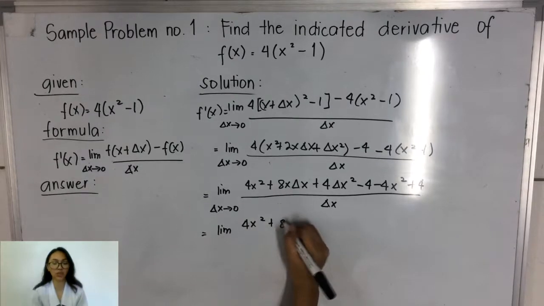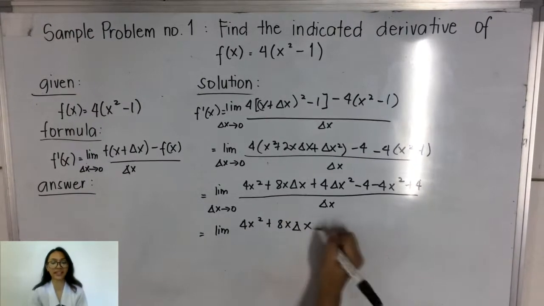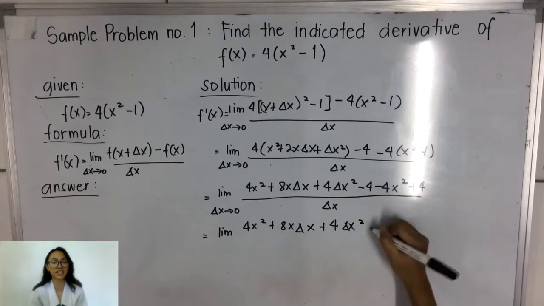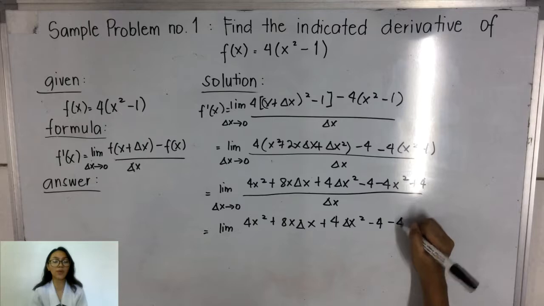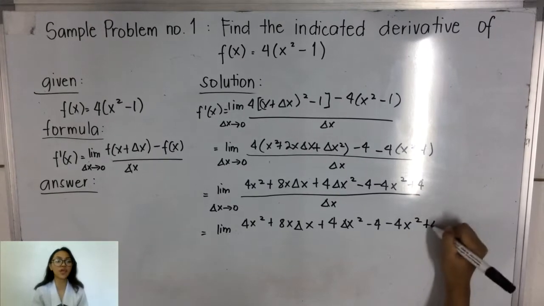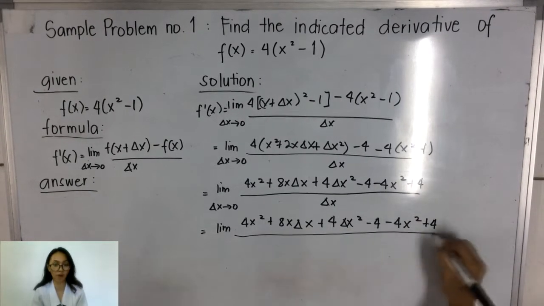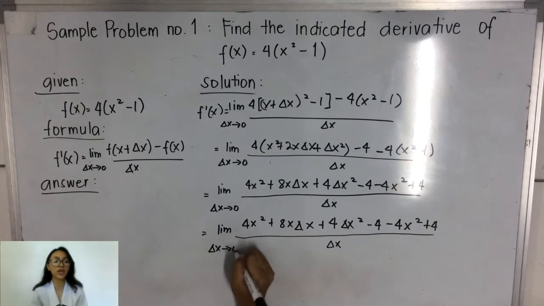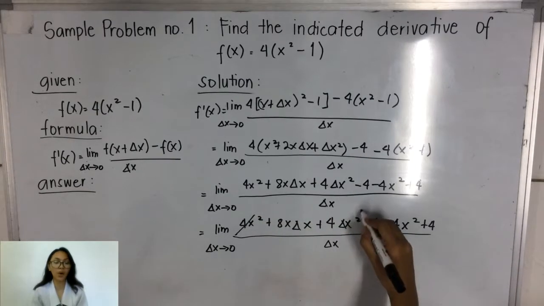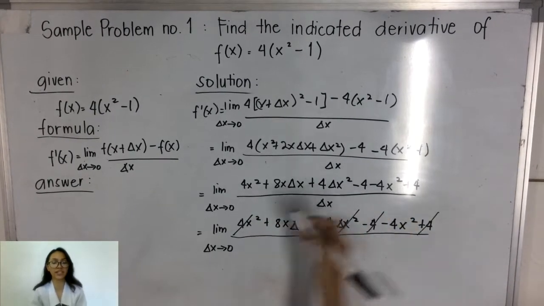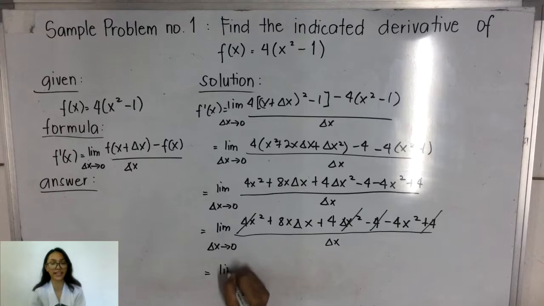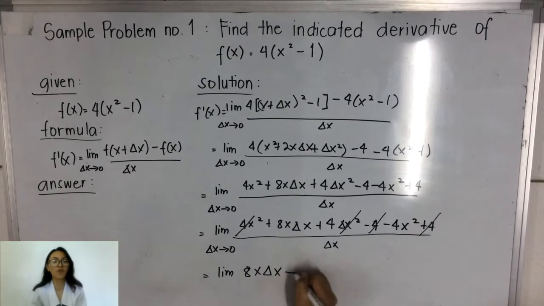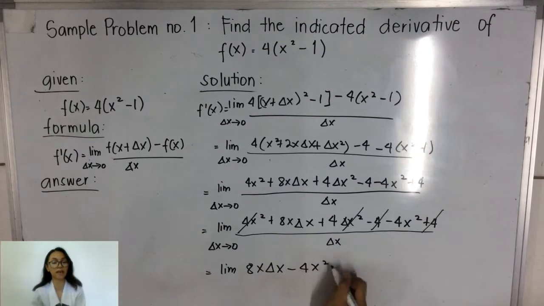In this equation, 4x squared and negative 4x squared are alike. But since they are subtracted from each other, they will be cancelled. The same thing goes for negative 4 and 4. Since they subtract from each other, they will also be cancelled. Now, we have here f prime of x is equal to the limit of 8x delta x plus 4 delta x squared over delta x as delta x approaches 0.